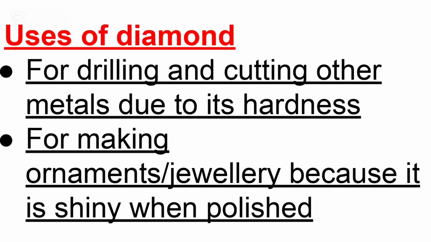Uses of diamond. It is used for drilling and cutting other metals due to its hardness. It is such a hard substance that it can be used for drilling and cutting other metals. It is also used in making ornaments and jewelry, because it is shiny when polished. So those are the two uses of diamond: drilling and cutting metals, and making ornaments or jewelry.